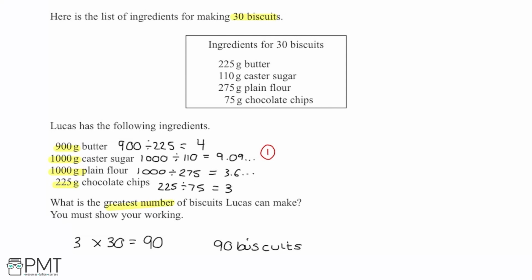The second mark's for a complete process to find the maximum number of biscuits after you've considered at least 3 of the ingredients. So getting to this stage where 3 multiplied by 30, that would give me the second mark. And then the final mark is for this correct answer of 90 biscuits at the end here.